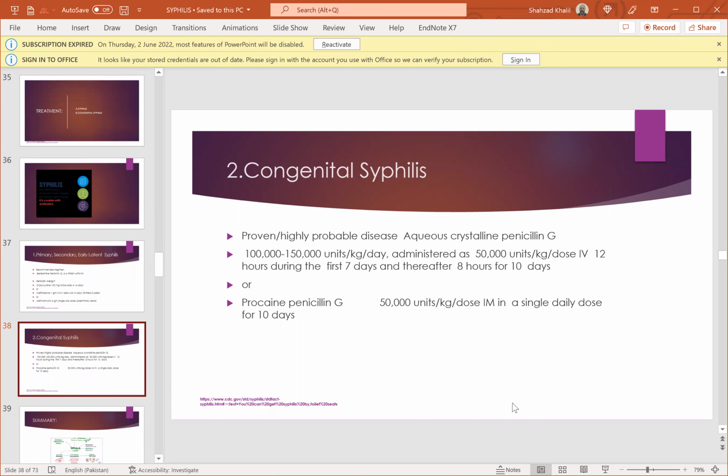In case of congenital syphilis, it is proven or highly probable disease, for this aqueous crystalline penicillin G, 1 lakh to 1,50,000 units per kg per day, administered as 50,000 units per kg doses IV every 12 hours during the first 7 days, and every 8 hours for 10 days. Or procaine penicillin G 50,000 units per kg per dose intramuscular in a single daily dose for 10 days.